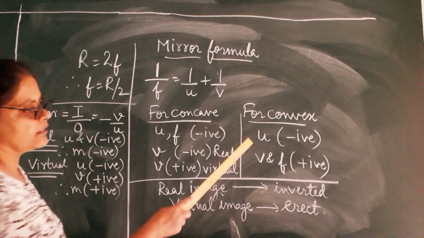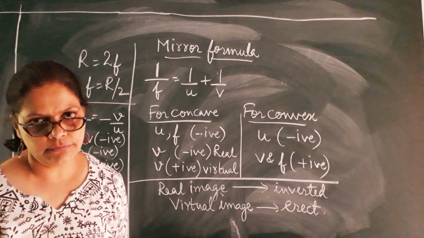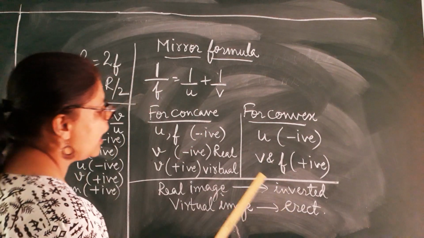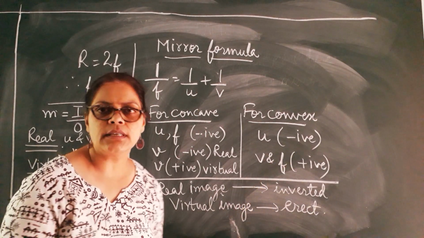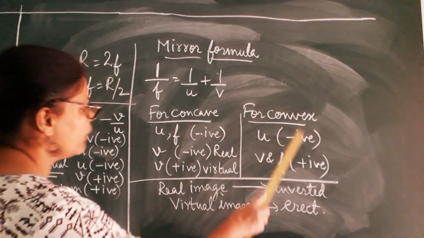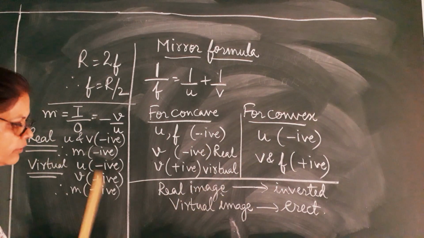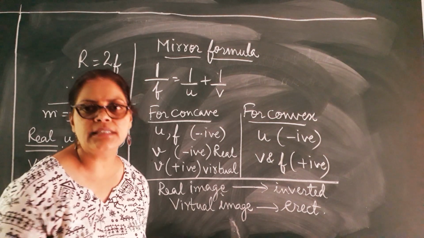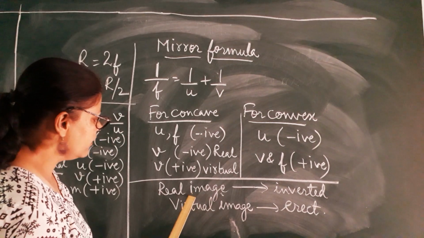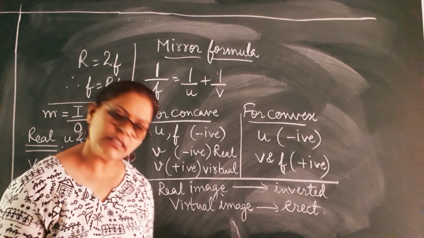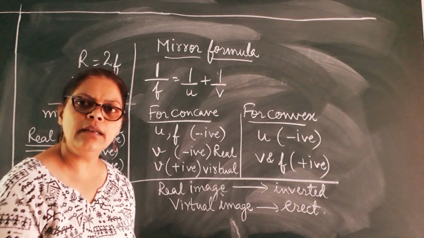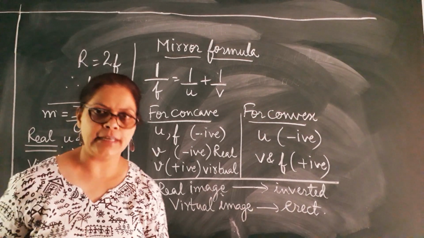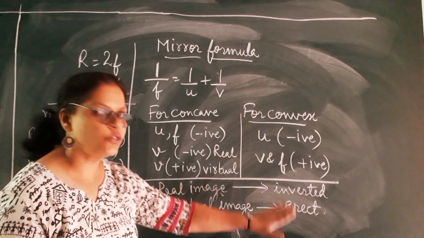Now for convex, u is always negative. That is, the object distance from the mirror is always taken as negative, and v and f are always considered positive. So just look at the different sign conventions, children. And so far, when you look at the different cases which we drew, a real image is always inverted. You must have checked it out. Please check it out again. Real images are always inverted and virtual images are always erect. Right? So this is one side of it.